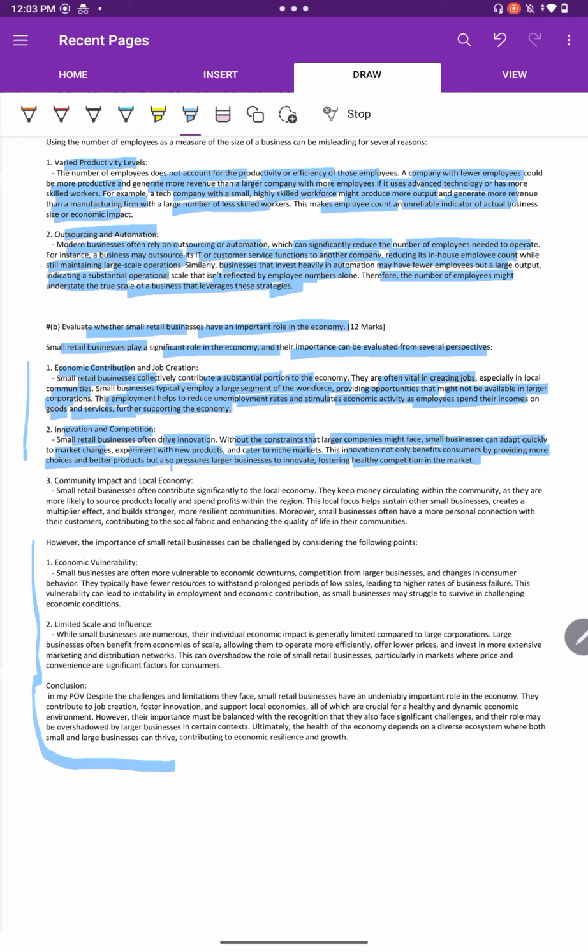Okay, so these are my 2 points. I'm going to skip the third point. I have written it here, you can see it, but I suggest that you should only write the 2 points. However, the importance of small retail businesses can be challenged by considering the following points.